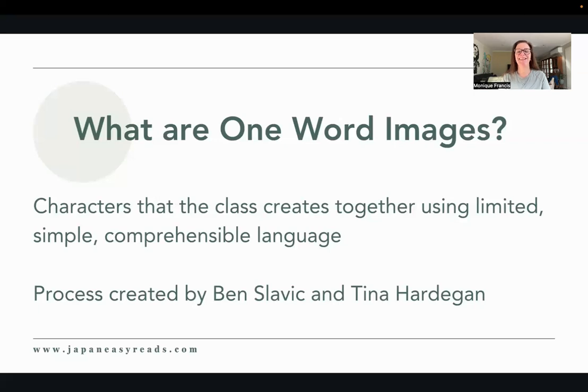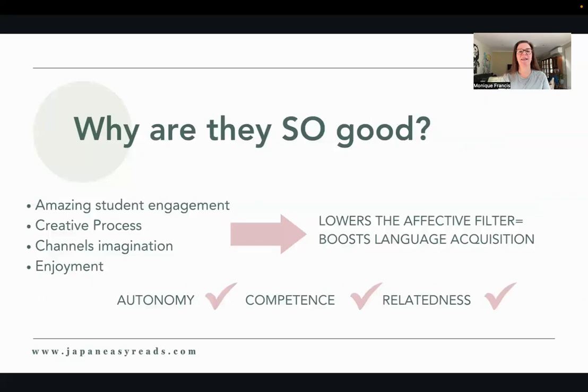Learn from me and take it one step at a time, because when I first found out about one-word images, I was super excited, and I used a lot of extra language, and that was not ideal. So keep it simple and follow the flow of the class and their interests and their energy levels, and honestly, you won't look back. So let's dig a bit more into why they are so good.